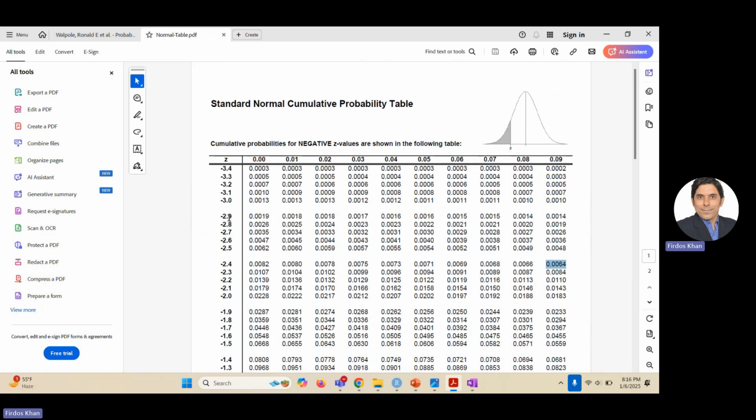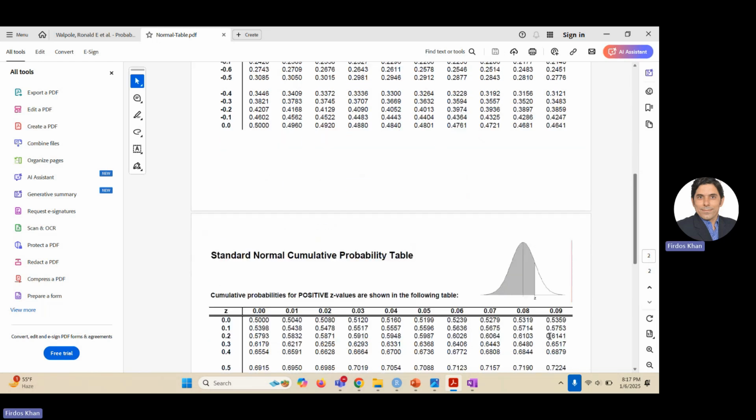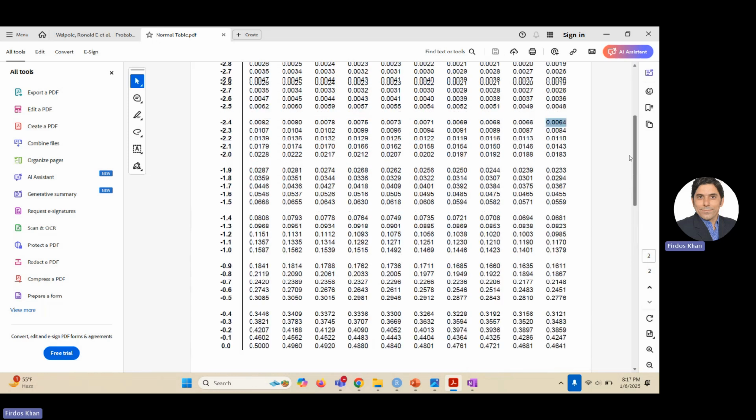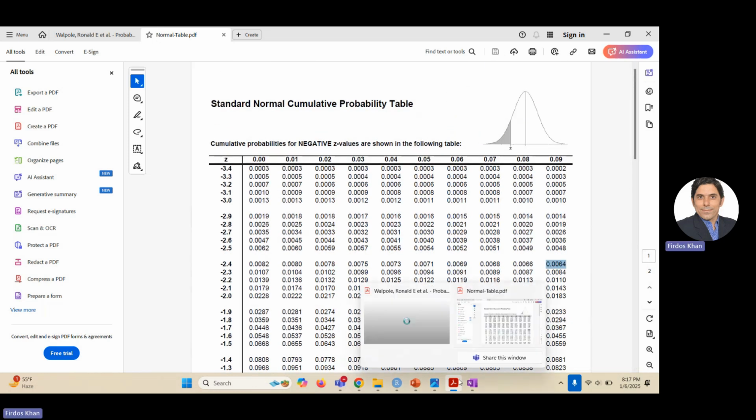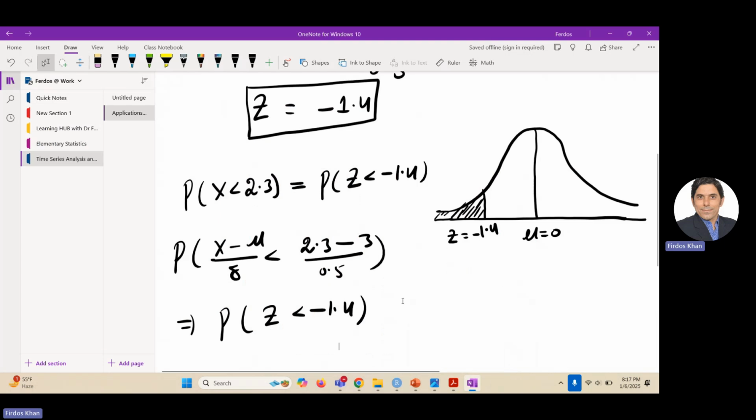Like minus 2.40. This means that the probability less than or equal to is accumulated like this, until here, the end of the right tail. So this is accumulated. Okay, now the problem: we need to calculate the probability of z less than minus 1.4.